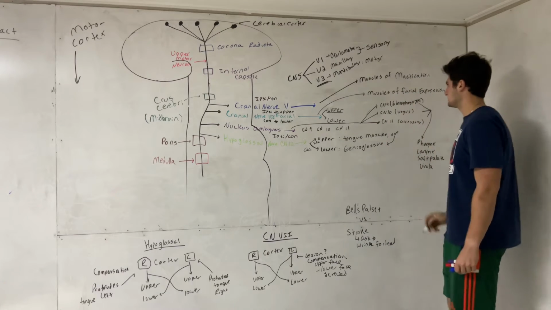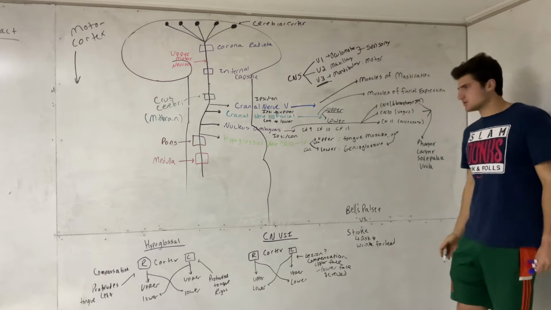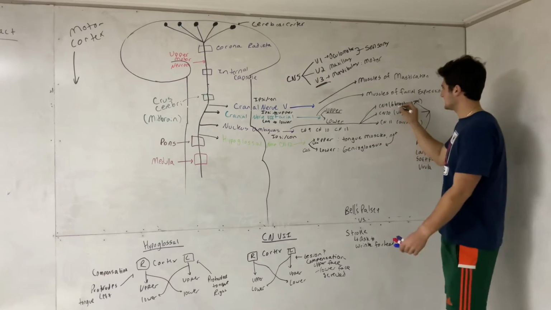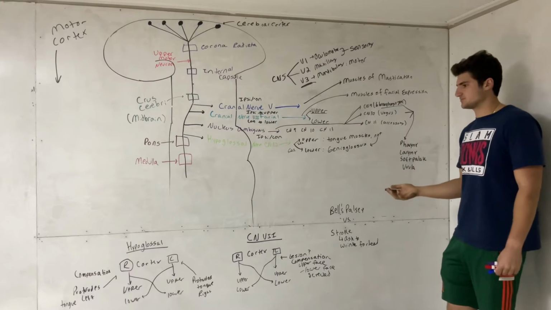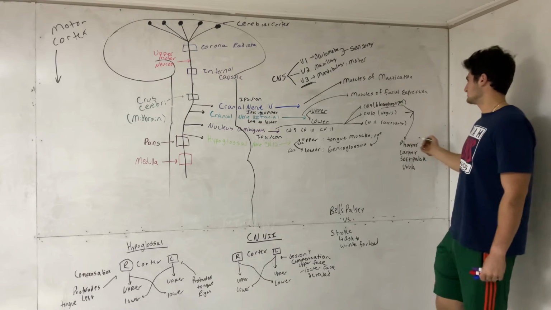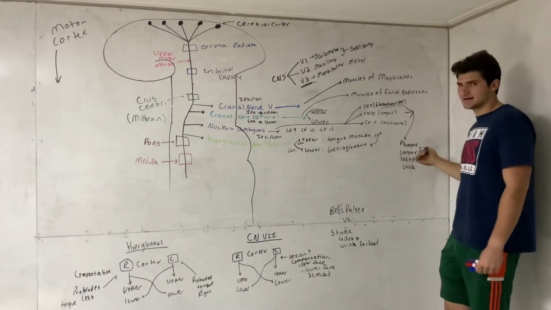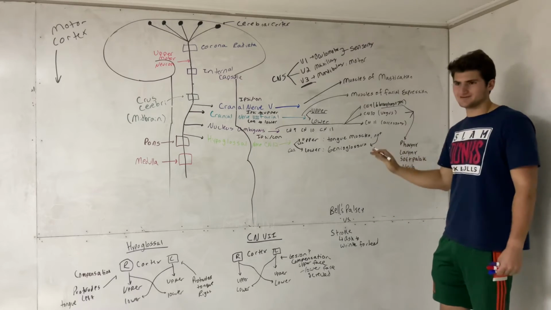9, 10, and 11. Do we remember what these nerves were? If not, it's fine. 9 is glossopharyngeal. And what was the glossopharyngeal nerve used for? Well, it was used for the pharynx, the larynx, the soft palate, and the uvula.